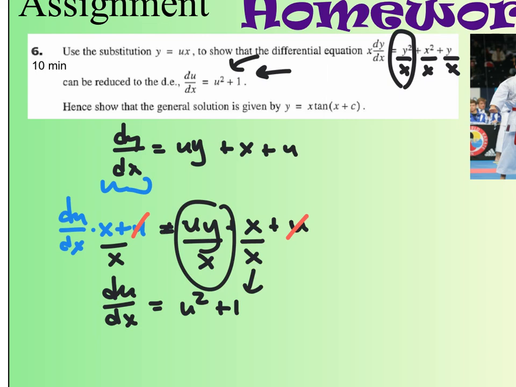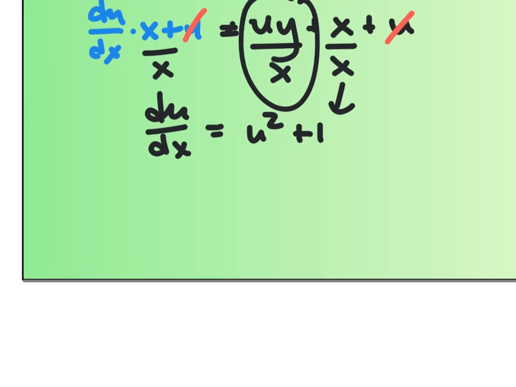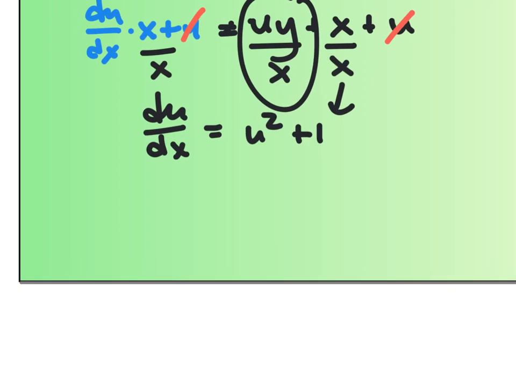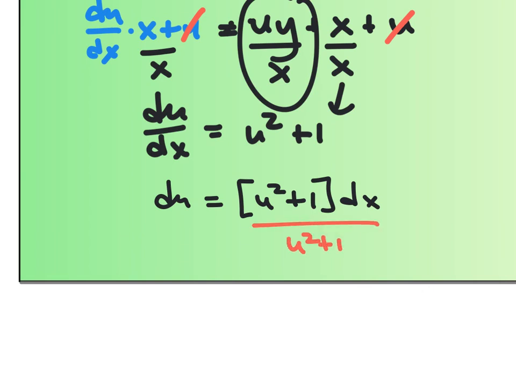Hence, show that the general solution is given by the following. Okay, so this is a really cool one. You might not think this is separable, but it absolutely is. du equals u squared plus 1 dx. Now you're saying, how do I undo that? How do I get the u? What do I do with the 1? Well, divide by all of it.